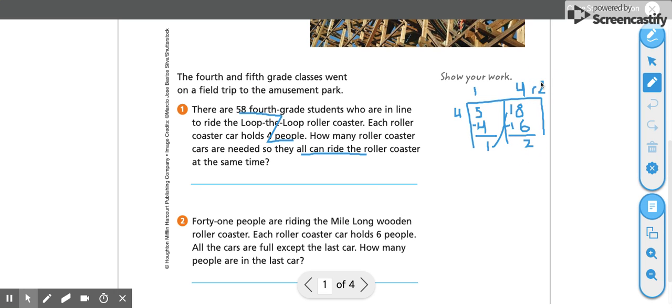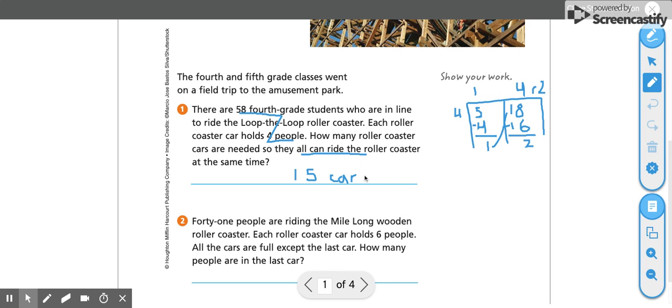So I have to read the question carefully because it says, how many roller coaster cars are needed so they all can ride? Right now, I would be missing a couple of people. They wouldn't be able to ride because they're my remainder there. So instead of having 14 cars, I'm going to change that to 15 cars in order to include my remainder of 2. So I'm going to need 15 cars so that everyone can ride on the roller coaster.